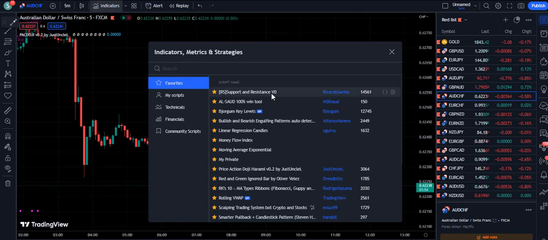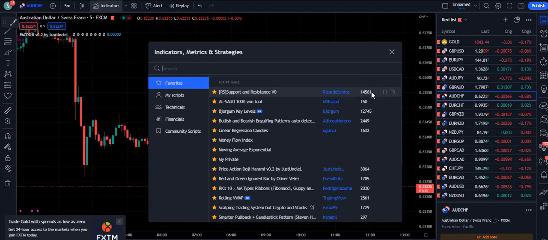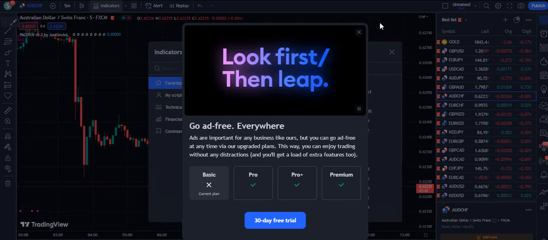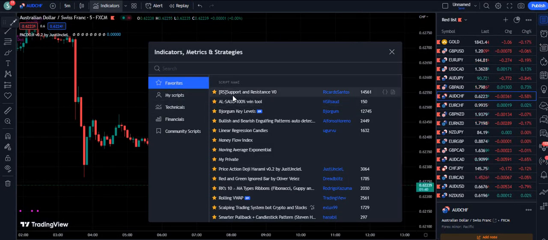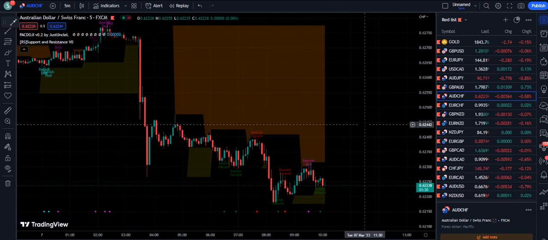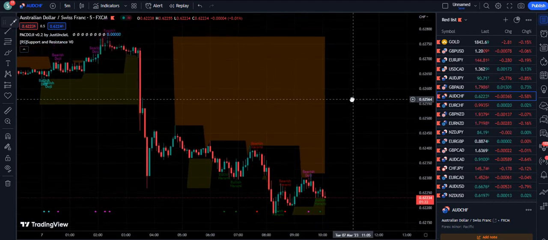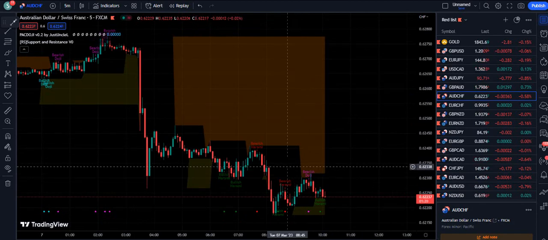So if you write support and resistance V0 on TradingView, okay, version 0 by Ricardo Santos, then we need to add this indicator for the second confirmation of our trades, because we will be going to trade from some specific levels. So I again repeat, support and resistance V0 by Ricardo Santos, 14,561 traders are using it. That's why its number is big, because I have also personally used this indicator, and this indicator is really exceptional because it plots support and resistance levels on your screen, right?